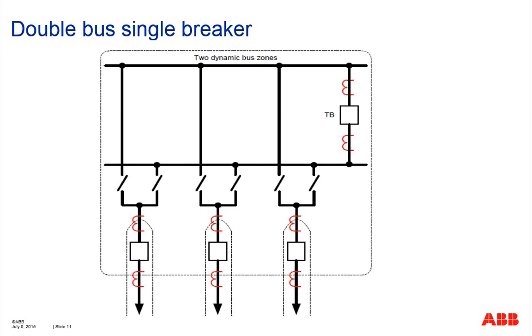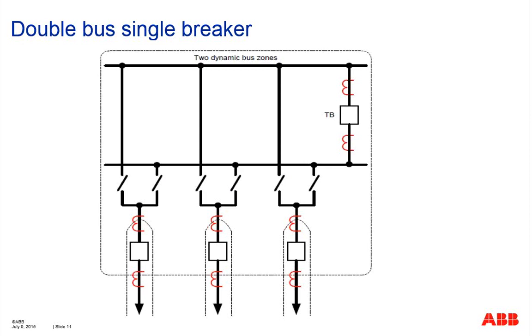So with modern numerical busbar protection relays, you always have the so-called dynamic zone switching feature that depends on the disconnect switch's position. The busbar protection will know that feeder number 1 is currently connected to bus A, feeder number 2 is connected to bus B, and so on. It's very important to know that.